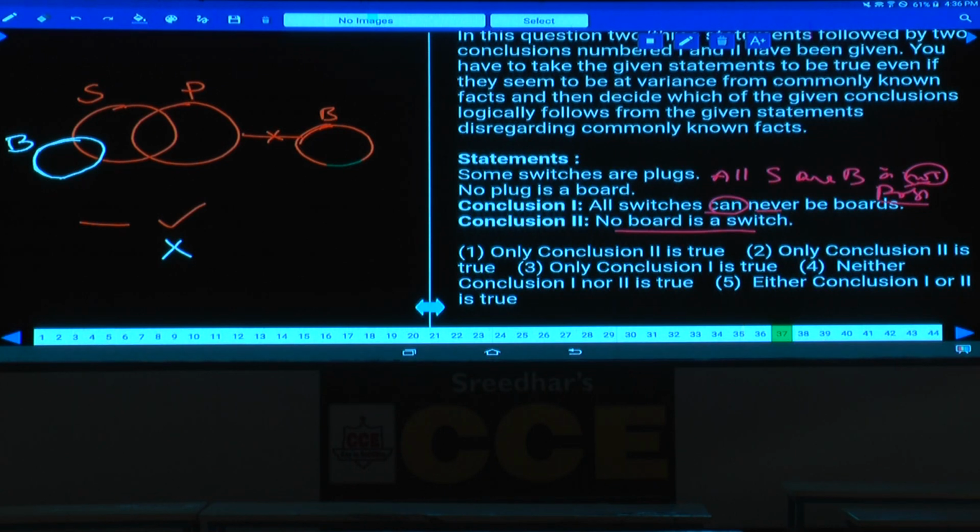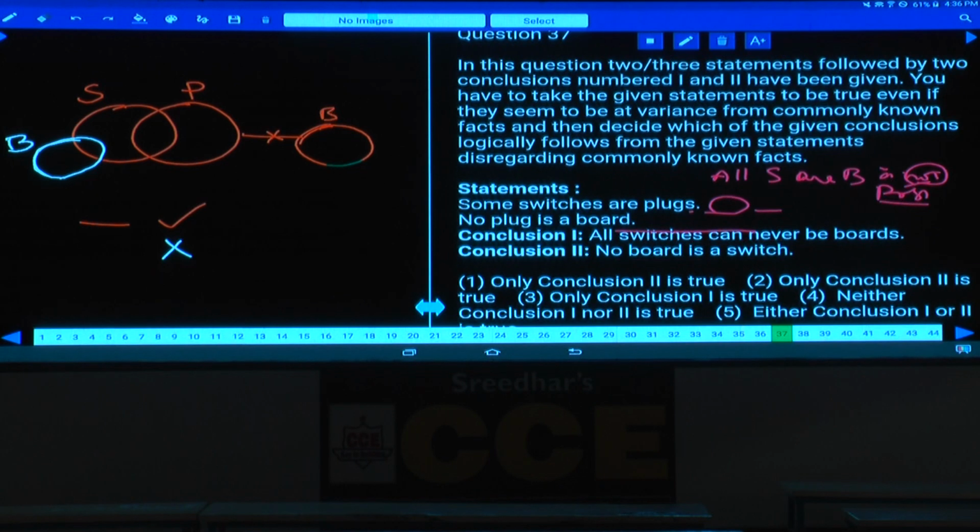Alternate diagram proven, previous conclusion false. Then coming to the first one, all switches can never be boards. All switches can never be boards means now we need to check whether all the switches can be boards or not. Now tell me whether I can draw like that. If all the switches are boards, then boards must be like this. Now if you draw boards like this, then the statement.